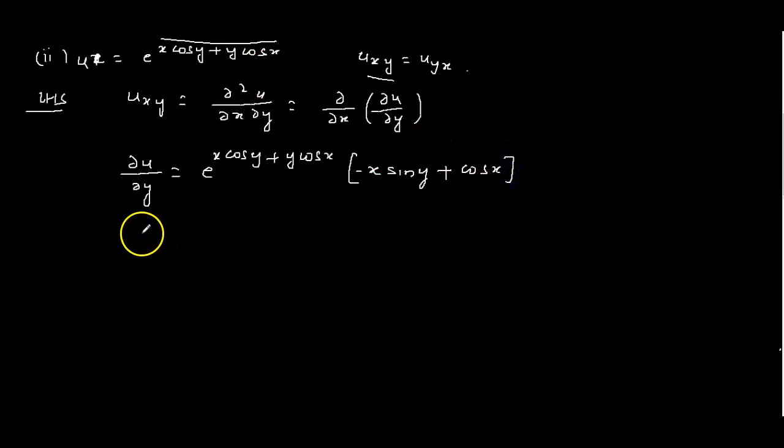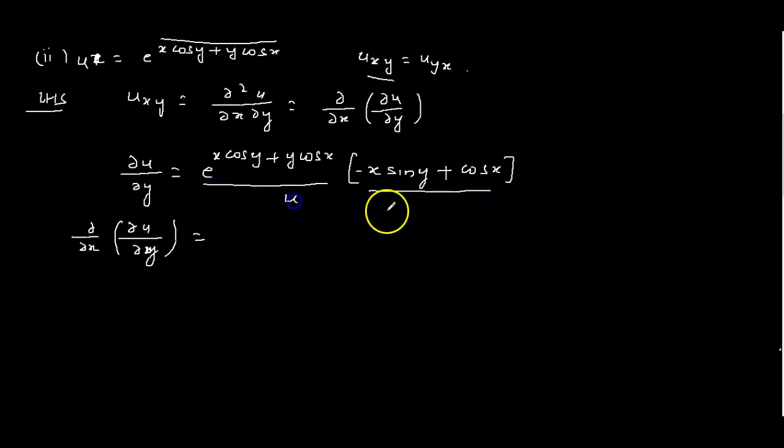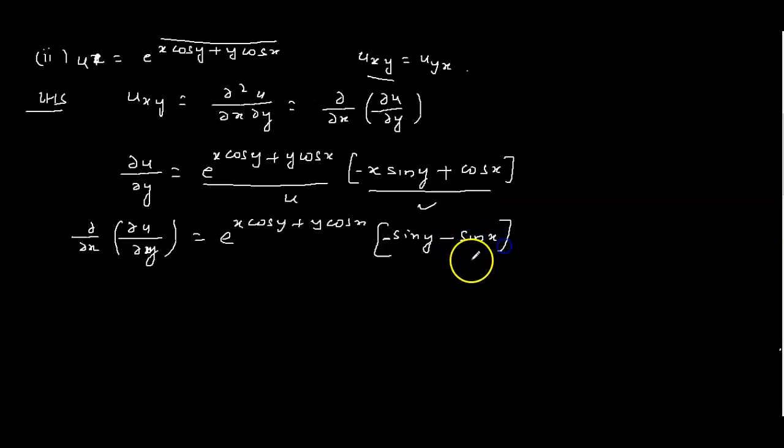Now this result we need to differentiate with respect to x. So this term has x, and this also has x, so we need to apply u into v. So u differentiation, u as it is only, e power of x cos of y plus y cos of x. This one differentiation with respect to x. So sin y is a constant, x differentiation is 1 and minus as it is, plus cos x differentiation is minus sin x. Next, plus this one we can write as it is only, cos of x minus x sin of y.